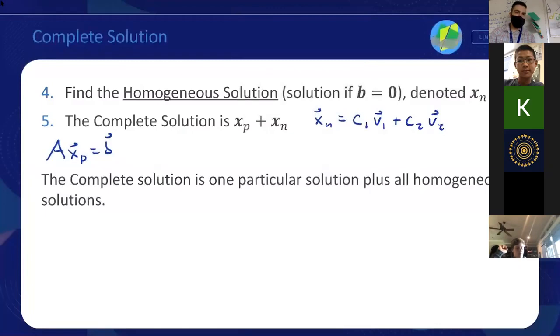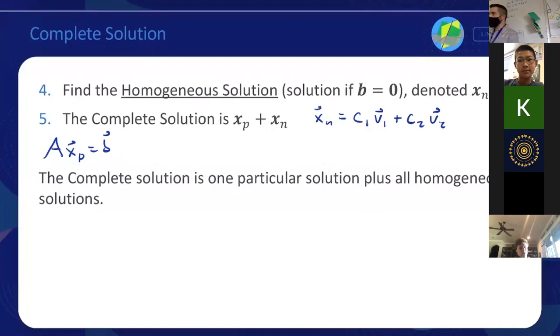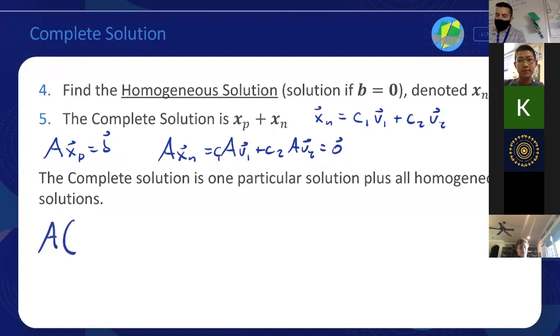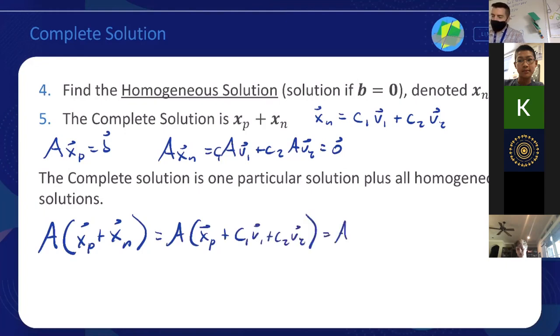All right, so say my homogeneous solution, this is what we did in lesson 8. I found my 2 vectors and that every linear combination of them should give me 0, which means A times C1 V1 plus C2 V2, A X sub n, will give me 0. Well, then if I multiply A times the sum of those 2 things, A times X sub P plus C1 V1 plus C2 V2, whatever vectors you got there, I can distribute. That's something we're allowed to do as long as I keep A to the left.